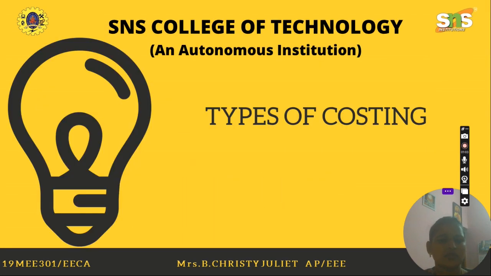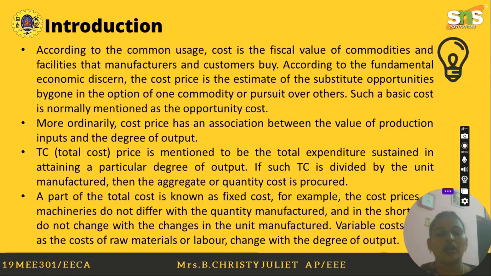So first let's see what is meant by costing. According to the common usage, cost is a fiscal value. So it is a value of a product that includes tax, everything, for a commodity or the facility that a manufacturer offers and the customers who buy.